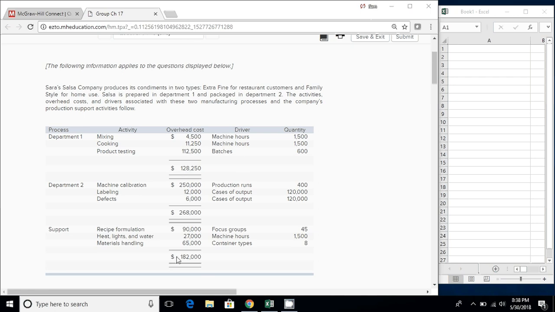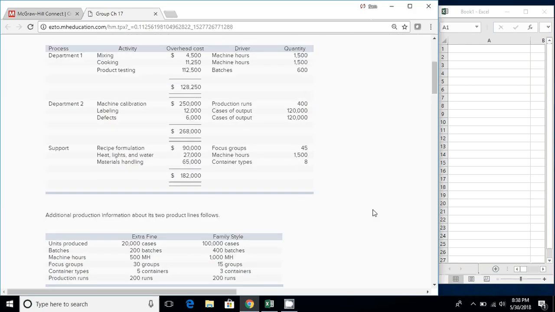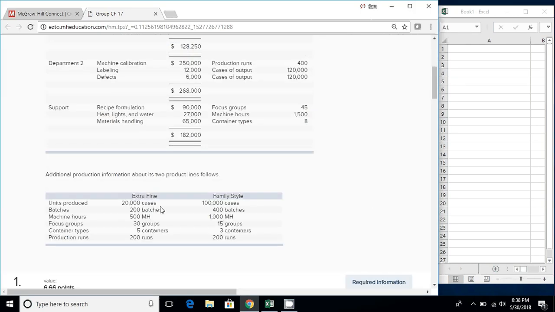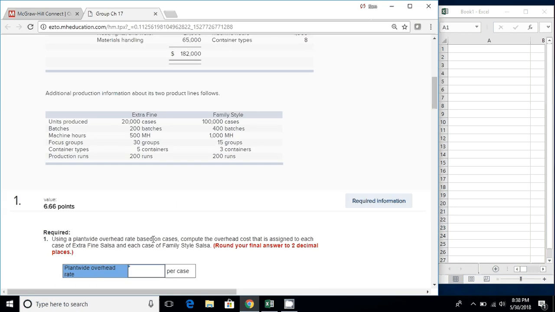So here's our total overhead cost coming through. It looks like we have this much for Department 1, this for Department 2, and this for support. And then we have additional product information, how many units produced of extra fine, how many batches are run, basically what the activity driver numbers are. The first thing that they're asking us to do is to figure out what a plant-wide overhead rate is based on the number of cases. So that's the first thing they're asking us to do.